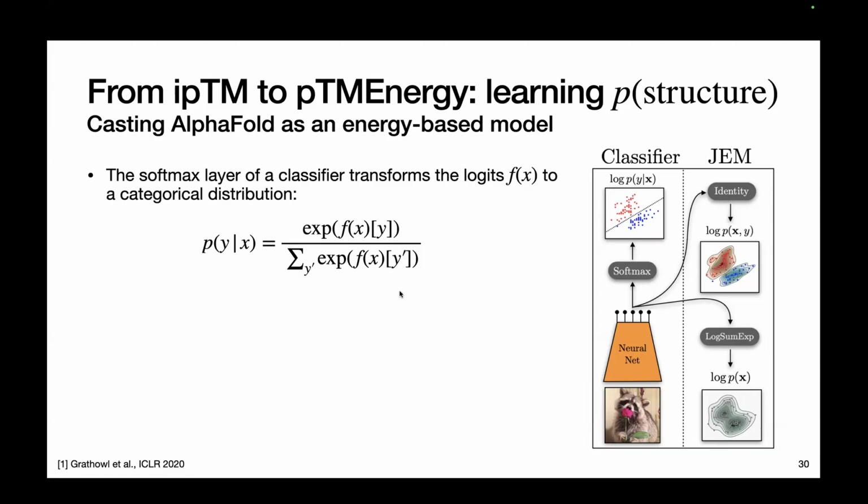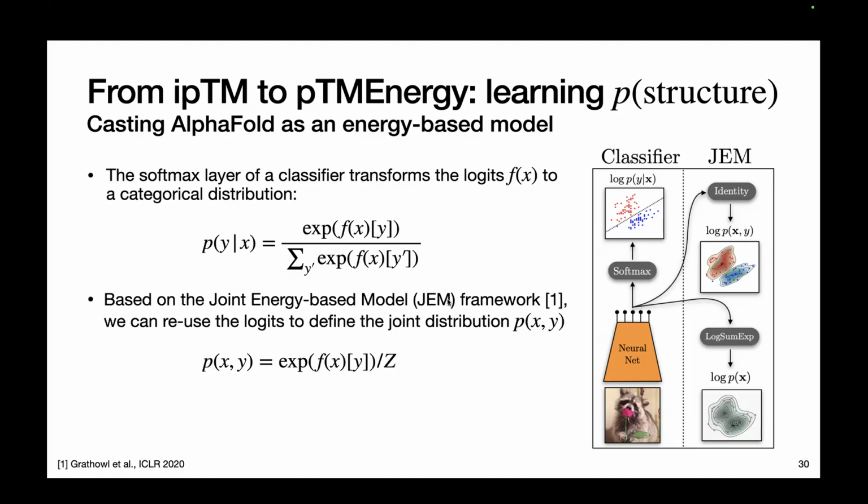But what this JEM framework discovered is actually there's a way to extract the likelihood of the input image from a discriminative classifier. And the basic idea is to look at the softmax operation, right? So this p(y|x), if you write out the softmax operation, y stands for a different class, and x is the input. In this case, it can be an image, but in our case, it could be a protein.